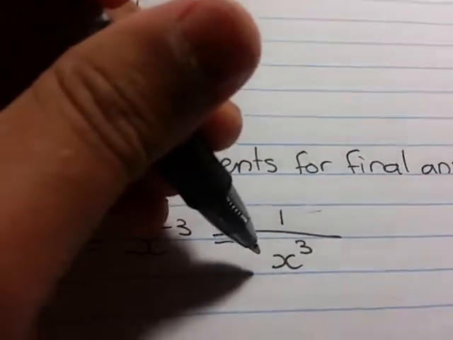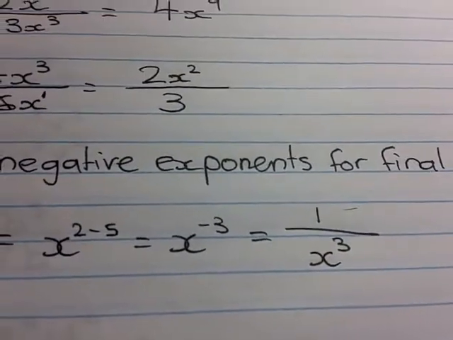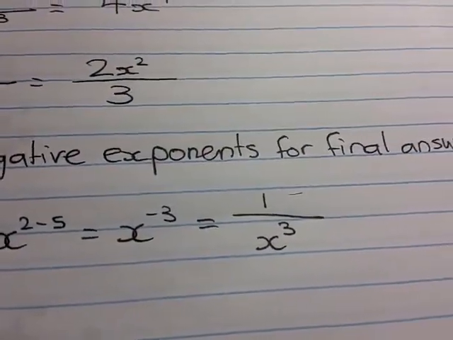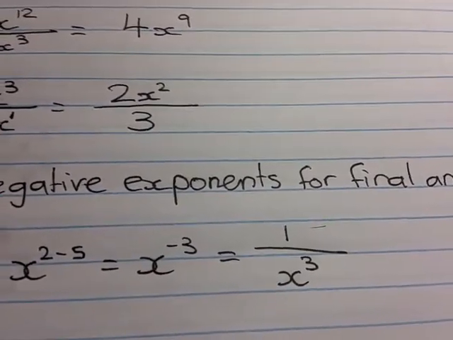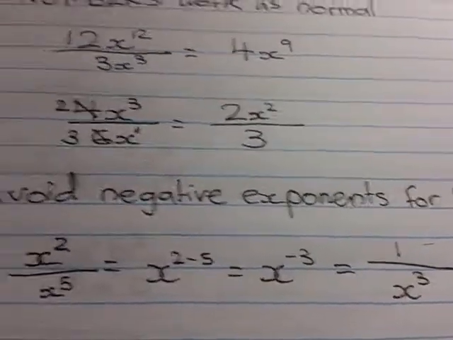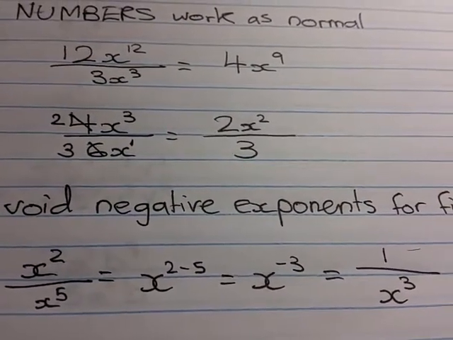It drops down and becomes positive. And that's pretty much what happens. And that's your proper final answer with a positive exponent. So let's do another example in case you didn't catch that.